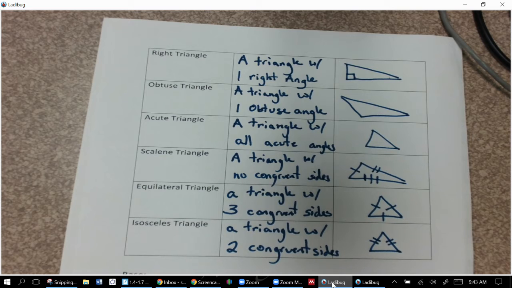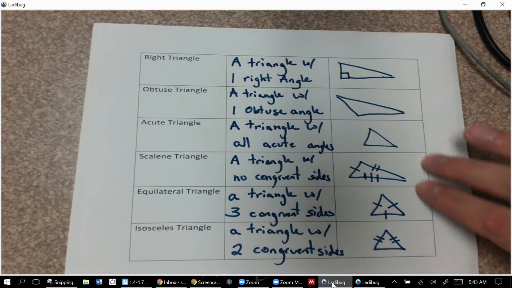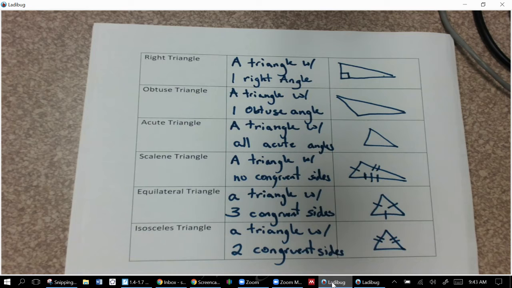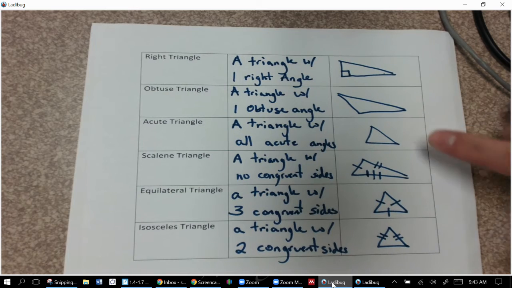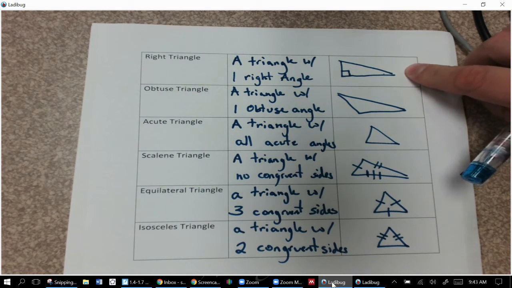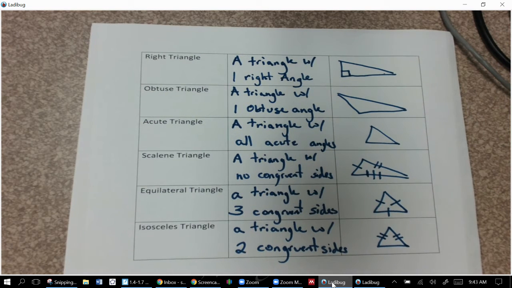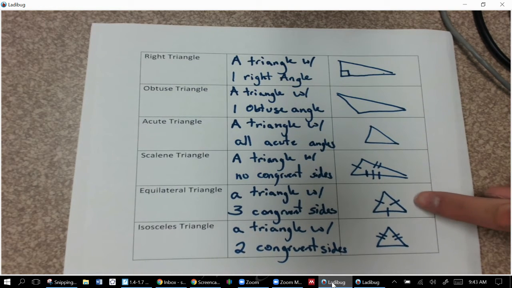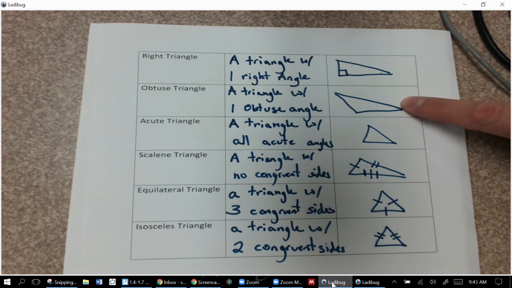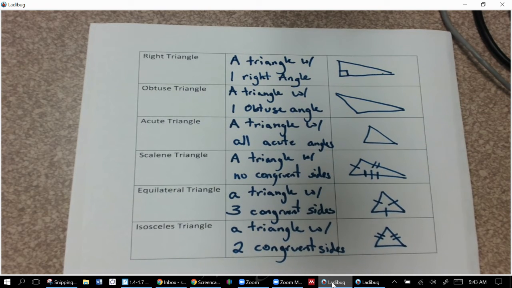Okay, so those are definitions for triangles. Now, a triangle can be more than just one of these. For example, a triangle could be isosceles and acute, or it could be isosceles and right. There's some that can't go together, though. For example, it's not possible for a triangle to be equilateral and obtuse. Just can't happen. We'll talk about why that is a little bit more later on, but if you try to draw a triangle that's obtuse, there's just no way to make the sides equal.